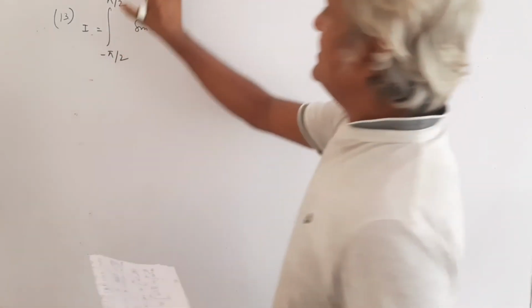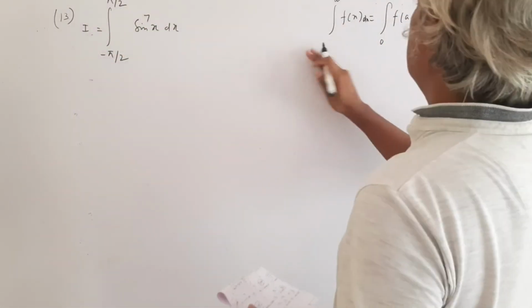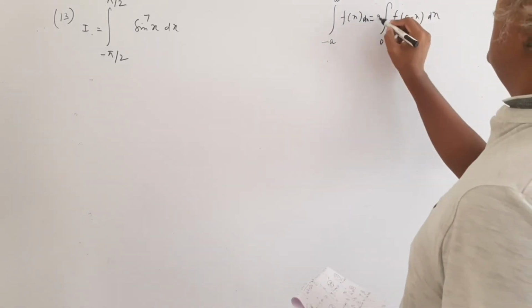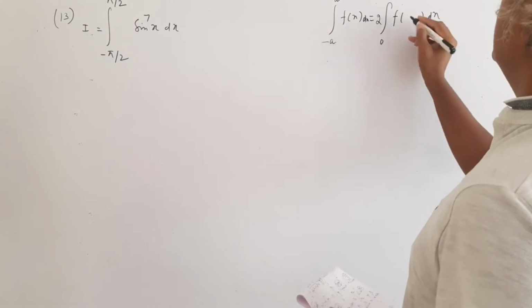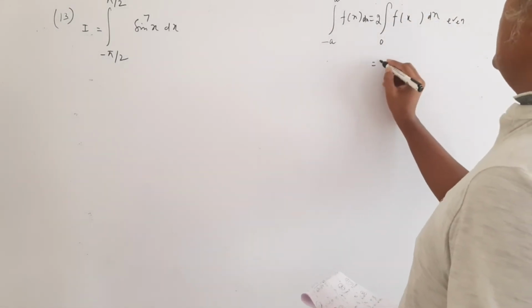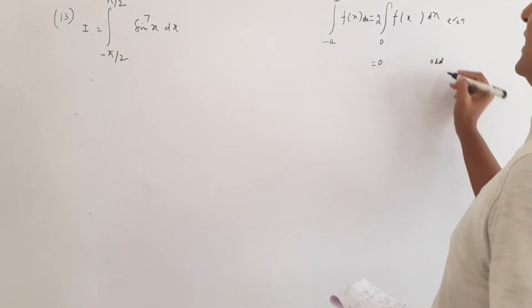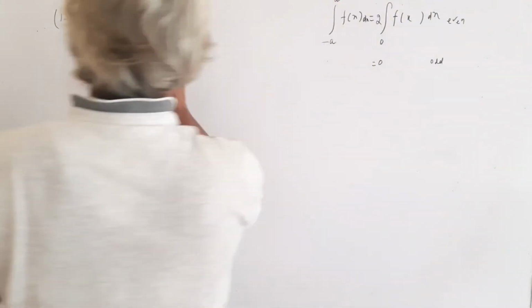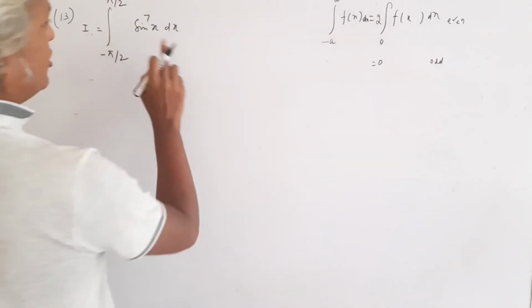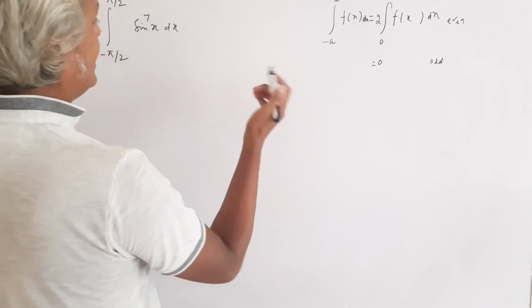When you see this minus a to a, you jump to the conclusion, because the integral from minus a to a of f(x) dx will become 2 times the integral from 0 to a of f(x) if it is an even function, or 0 if it is an odd function. Now you just have to check whether this is even or odd. If it is even, then you have 2 times that. If it is odd, it is 0. I know it is odd, but how?